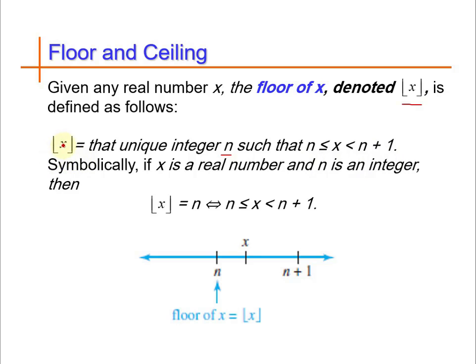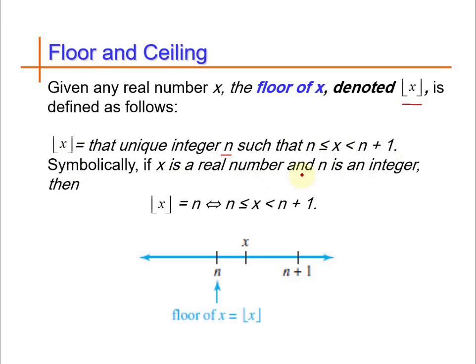we choose a number n which is less than or equal to this real number x, and that number is the greatest integer. So we are choosing the greatest integer which is less than or equal to this number x, and it can be written like this.